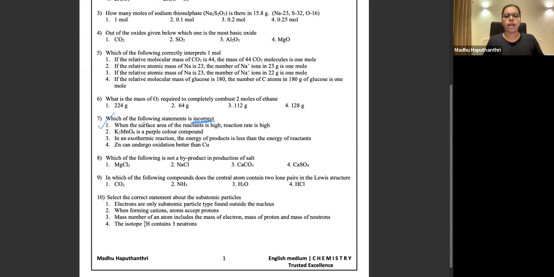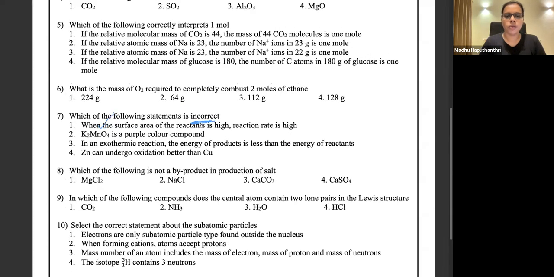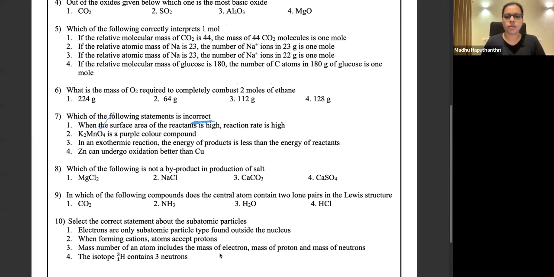Second one, K2MnO4 is a purple color compound. Right, there's a request asking me to increase the screen size. Is it clear enough now? I hope it's good now. Right, okay.